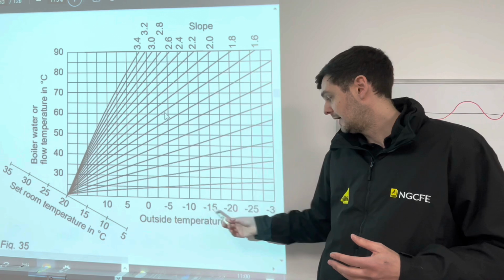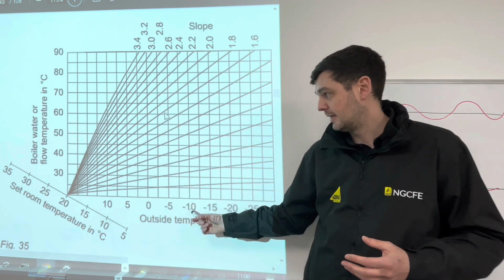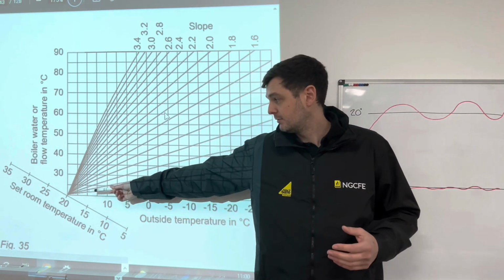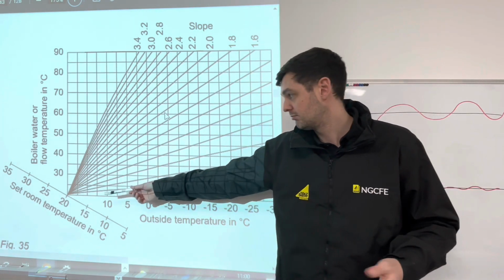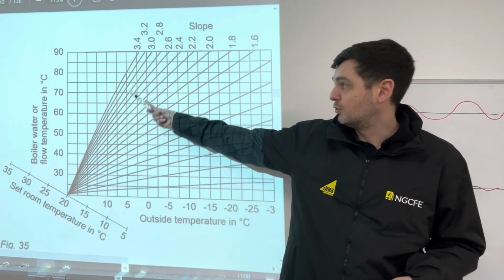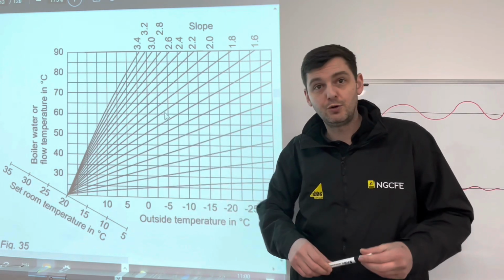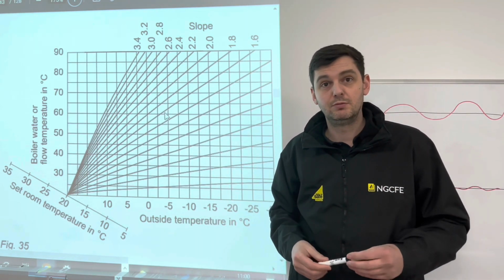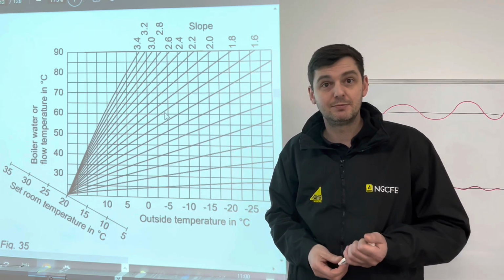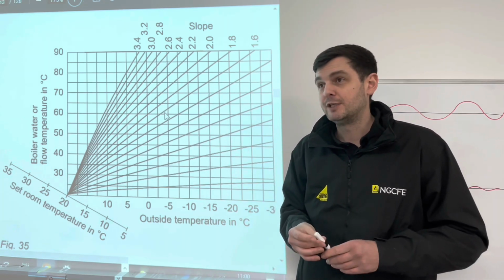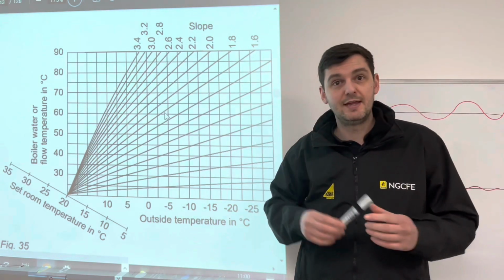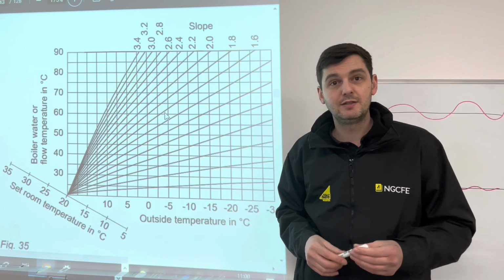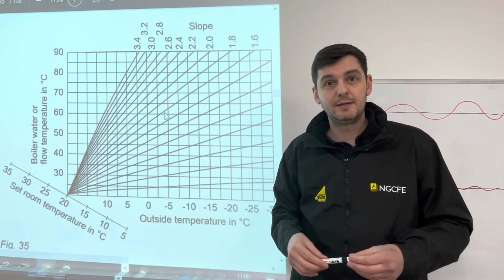You take your outside design temperature, you take your room temperature that you want to select, in most cases 20 degrees, 21 in some cases, and then you have your design flow temperature for your heating system. That again boils down to system design and how you've done it. You might not always get it right. You might select one curve, and then your customer might give you a call in a week and say, well, it's a little bit cold, can we make it a bit warmer?